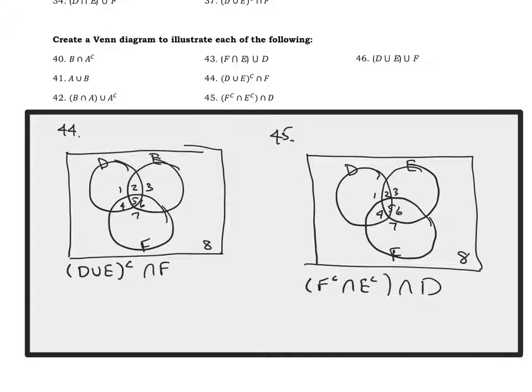The first thing I want to do is apologize for example 43. Probably should have drawn my sets in alphabetical order. It would have been a little bit less confusing.